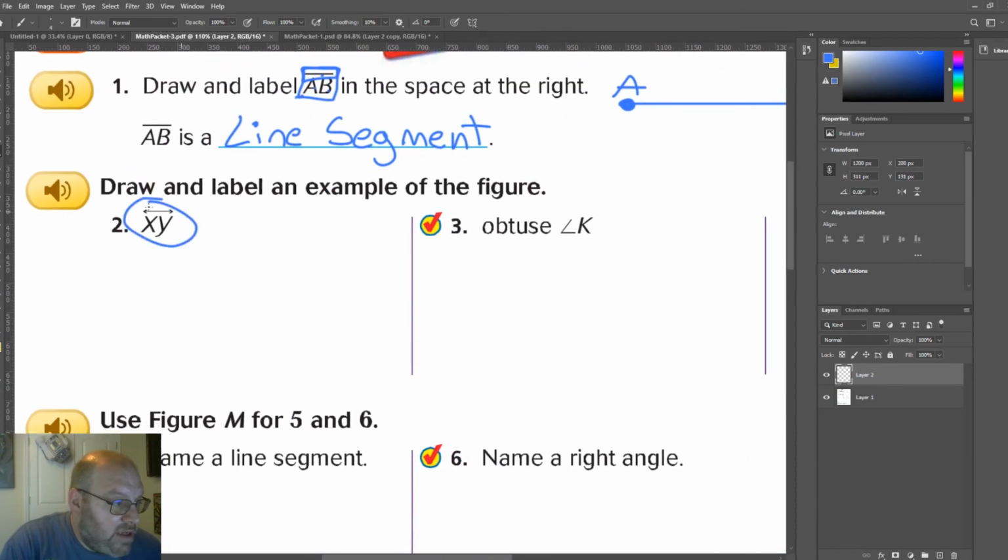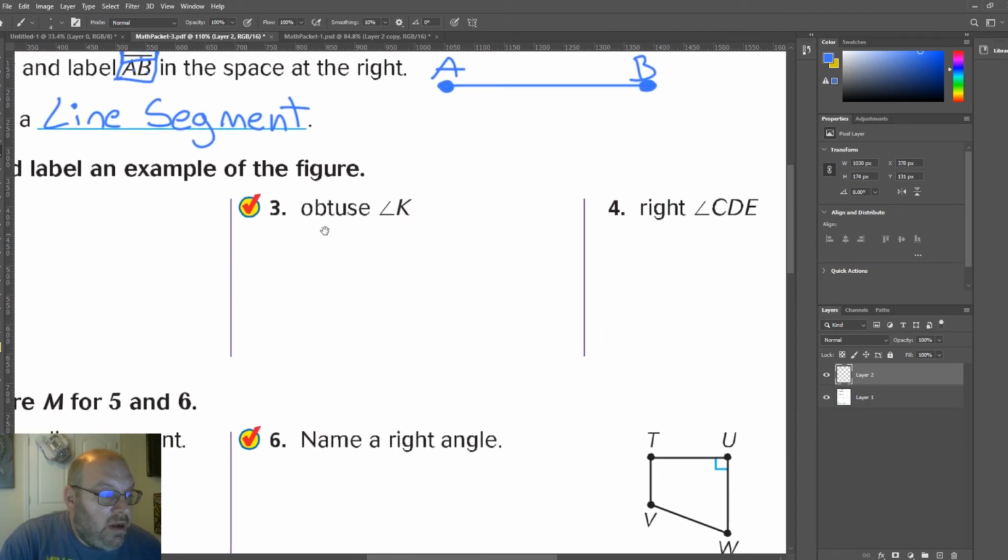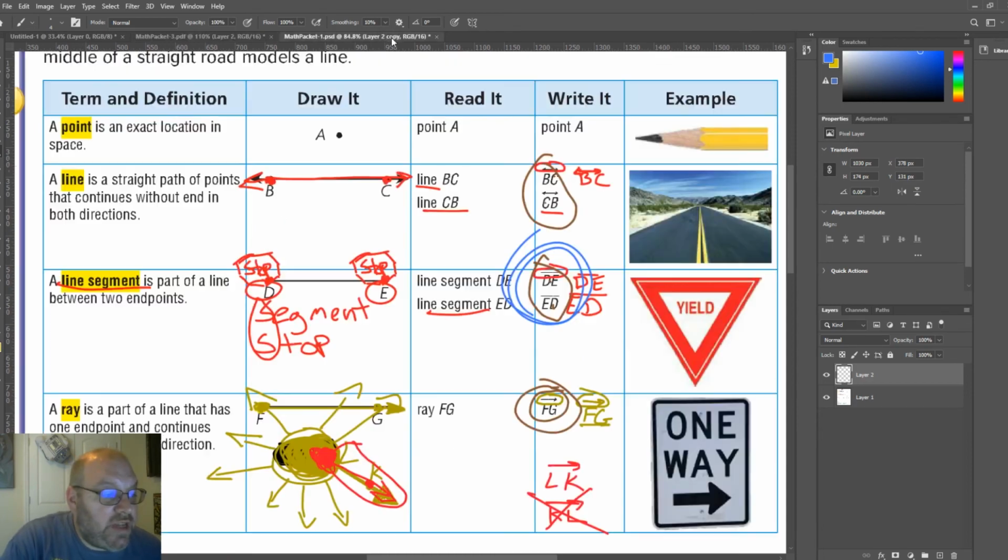Same thing with this. Look at what it's asking for. Look at right up here. That is a what? And then label it with these two. I'm not going to do that one. I want to get to these angles. So, an obtuse angle K. All right. So this is a couple of steps now. We know what an obtuse angle is.